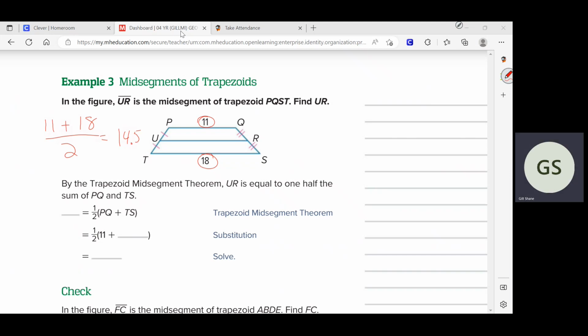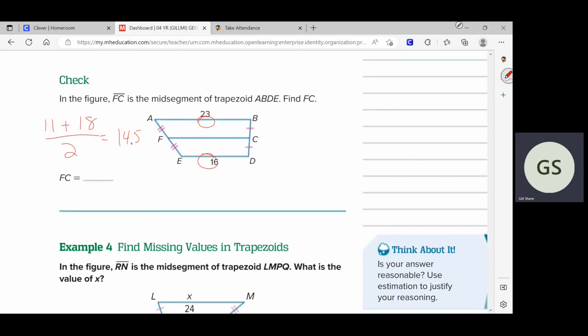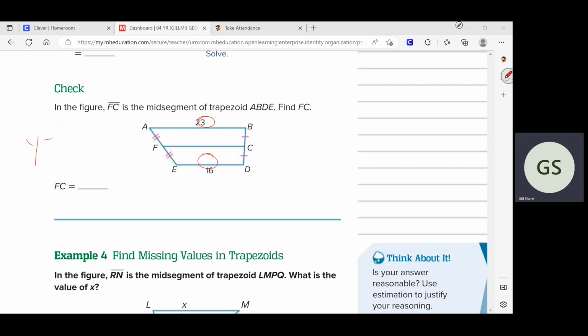Same exact concept in the second problem. Almost put it in the same spot. I can't put it in the same spot. Close enough. So again, if I am trying to find the mid segment, the mid segment is the variable, it's the unknown. So the mid segment will use y is equal to, so I'm going to just put a little y right there. 23 plus 16 divided by 2. So do the math, what'd you get? 19 and a half. That I think most people are probably okay with.